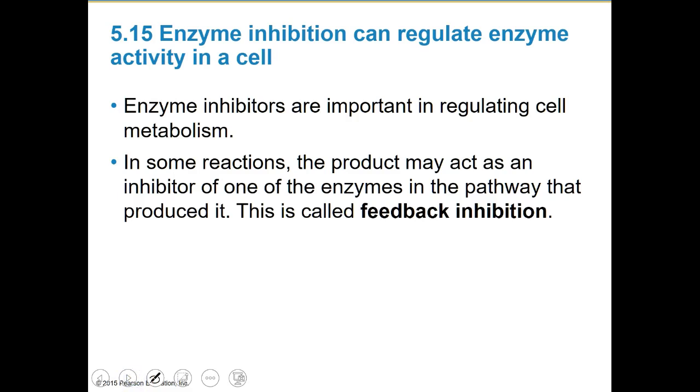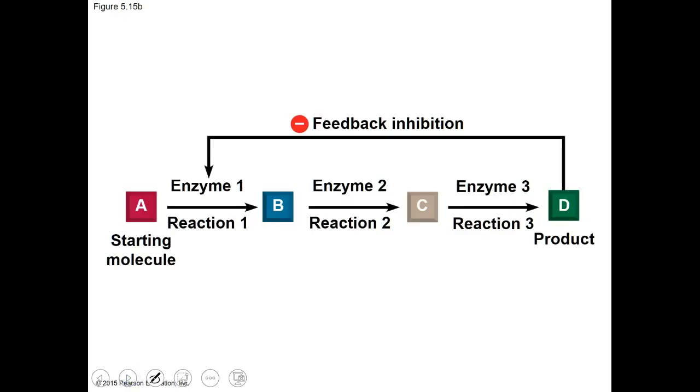This will be kind of where we're close to the end here, but enzyme inhibitors are important for regulating cell metabolism. So in some reactions, the product can actually act as an inhibitor for one of the enzymes in the pathway. This is what we call feedback inhibition. It provides feedback to the original reaction. So let's say we have starting molecule A, because oftentimes it works like this, where we need an enzyme to produce a reaction to get a product, and an enzyme to produce a reaction to get a product, and an enzyme to produce a reaction to get a product.